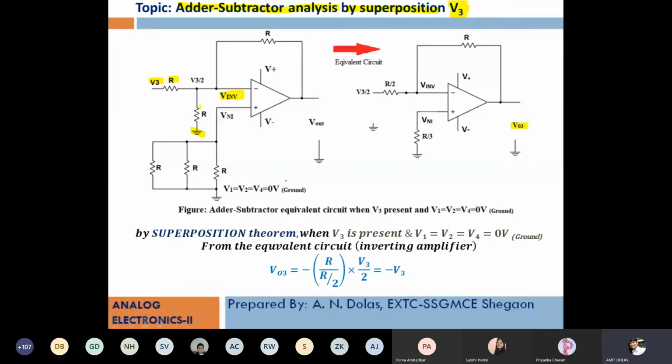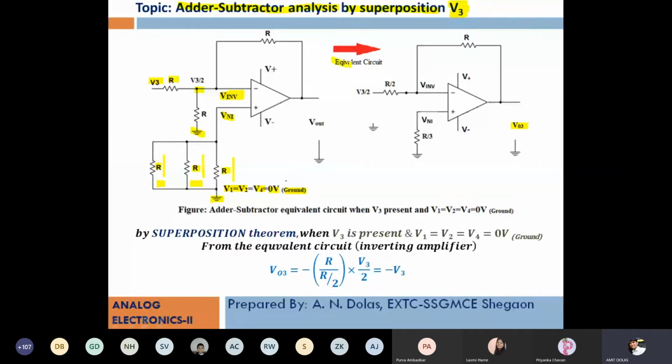So V4 is ground. What about V1 and V2? V1 and V2 are also ground, that is 0 volt. I mentioned it here on the PPT. You'll be getting this PPT after this lecture. Here it is V1, here it is V2. Both are ground. So these two resistances that were with V1 and V2, both the resistances will come in parallel with the R which is already there at the non-inverting terminal and the ground. So you can see three resistances, all having equal value, come in parallel. So the second circuit that I showed is the equivalent circuit.